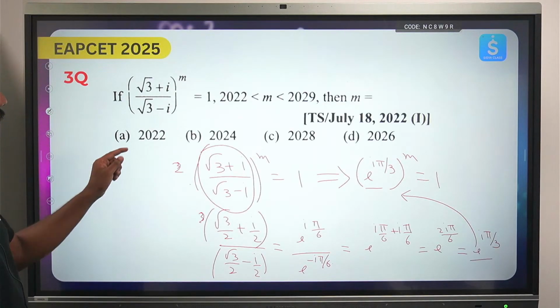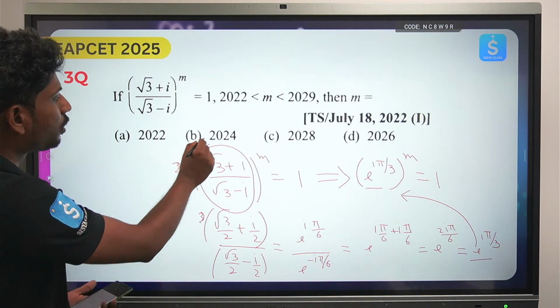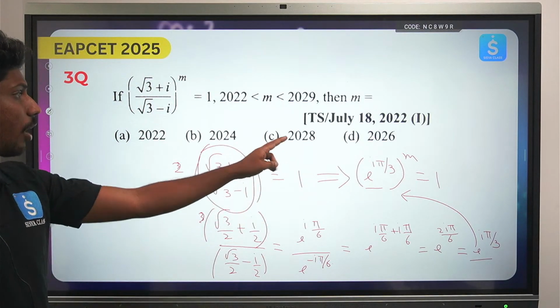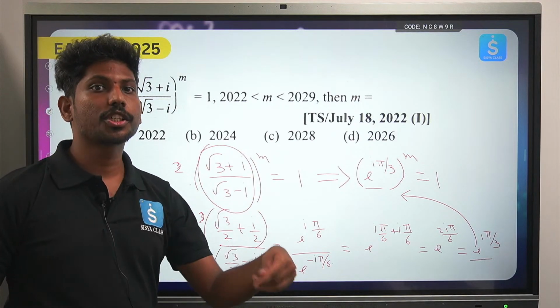So here verify the options, which number is divisible by 3. Just see the direct thing, 3, 2024, 2028. So see among these, how can you say that a number is divisible by 3? If you add all the digits, the sum should be divisible by 3.